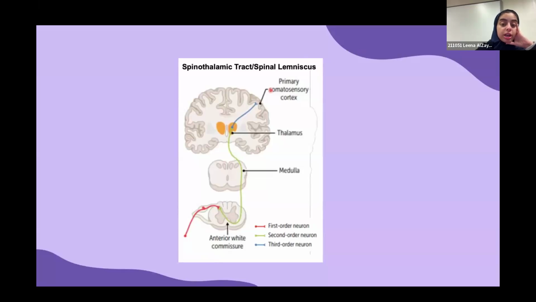So this is the spinothalamic tract. It decussates at the level of the spinal cord, goes up, and passes through the medulla. There's the third order neuron in the ventral posterolateral nucleus of the thalamus. I'm not sure which one exactly. I don't know why I got some balloons now, but yeah, the third order neuron is in the thalamus. Okay, and then it goes to the cortex. Any questions here? Any confusion? All good?